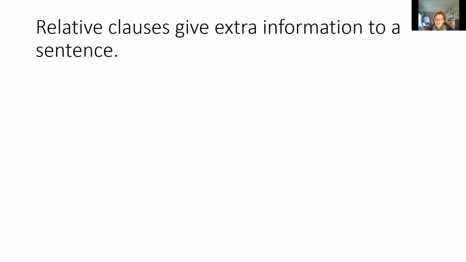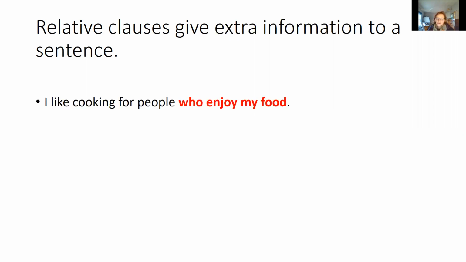So relative clauses give extra information to a sentence. We add them in if we have something else that we want to say on top of the main point of the sentence. I like cooking for people who enjoy my food. So in this sentence, who enjoy my food is the relative clause. I like cooking for people, the people who enjoy my food. We use who because we're talking about people.